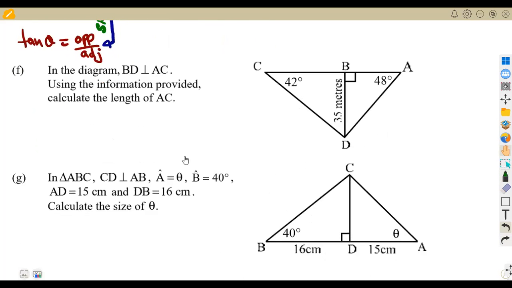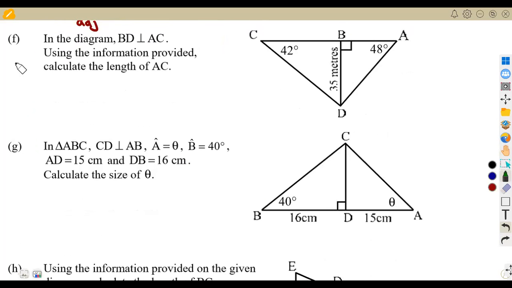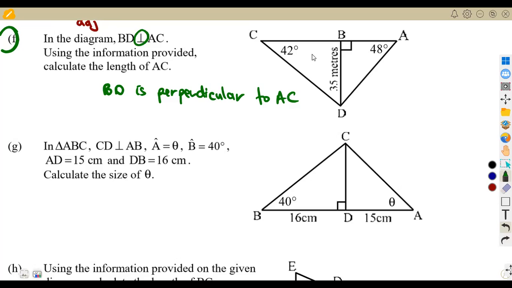Okay, that is the questions of this nature, where in the diagram we are given that BD is perpendicular to AC. This sign represents perpendicular to. So they are saying BD is perpendicular to AC, meaning to say they are at 90 degrees. BD and AC are found at 90 degrees, so we've got a right angle triangle.